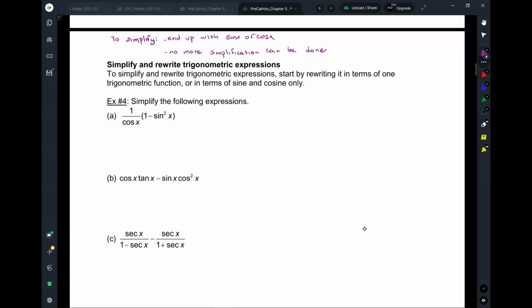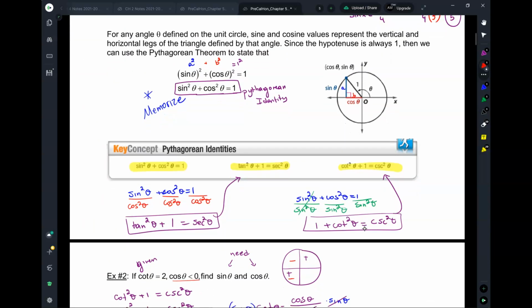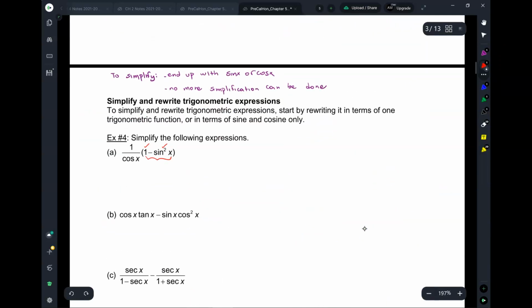So look, here I have 1 over cosine. I can't do much with that. But look at this other term. I have a 1 and plus or minus a trig function squared. So when you have a 1 in conjunction with a trig function squared, you have to think of the Pythagorean identities. Which Pythagorean identity has a sine squared? That first one. So why don't we write that down? Sine squared theta plus cosine squared theta equals 1.